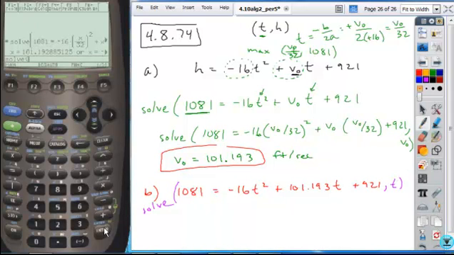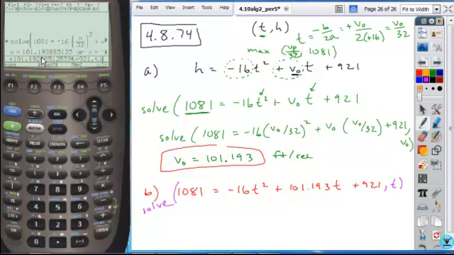So we use the solve feature. 1081 is equal to negative 16t squared plus, now if I go up and highlight this, I can keep my number as accurate as possible. Just get rid of the x equals. So here's my initial velocity times t plus my 921, comma t, which tells the calculator that I want it to solve for t.